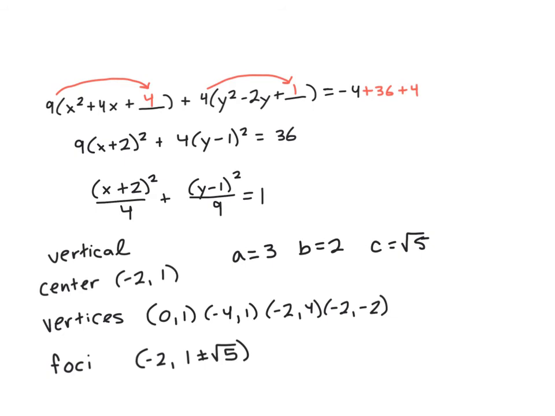So since our ellipse is vertical, that means that we're going to start at the center and add or subtract our c value from the y. That's how we got 1 plus or minus root 5. And then for our a value, we're also going to add or subtract that to the y. That's how we got (−2, 4) and (−2, −2). And for the b value, since it's under the x, we're going to add or subtract it from the x. That's how we got the vertices (0, 1) and (−4, 1).